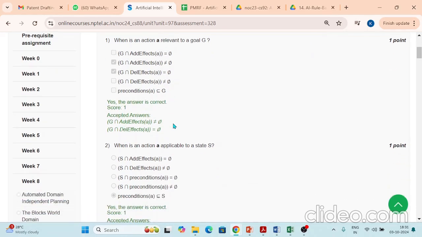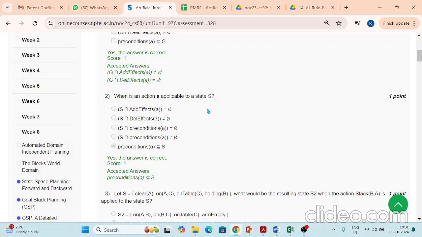So when is an action A applicable to a state S? When the preconditions required for this action are a subset of state S. Meaning that we are in state S, and if we want to perform action A on state S, then the preconditions required for A must be there in S. Then only can I perform this action.